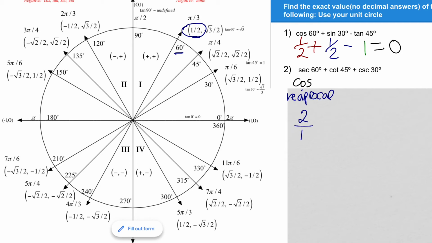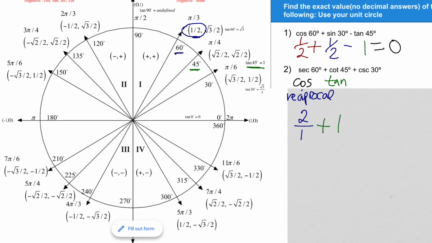Next one, 45 degrees, cotangent. Well, I need to go and get tangent and do the reciprocal of it, right? So let's go to 45 degrees. So we know tangent of 45 degrees is 1. What is the reciprocal of 1? It's 1.